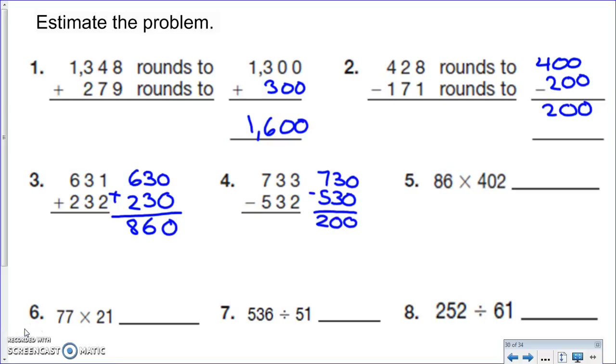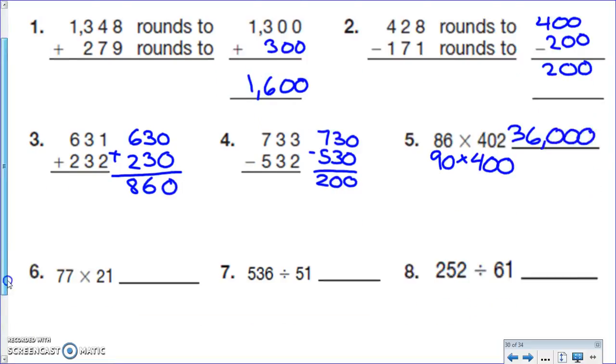For 5, we're going to round 86 to 90 and 402 to 400. Now, the nice thing with multiplying is we can multiply the 9 times 4, which gets us 36, and then just add the 3 zeros from the 2 factors. So we get 36,000. The whole point of estimation is that it is easy to do in your head because it's just a quick check.